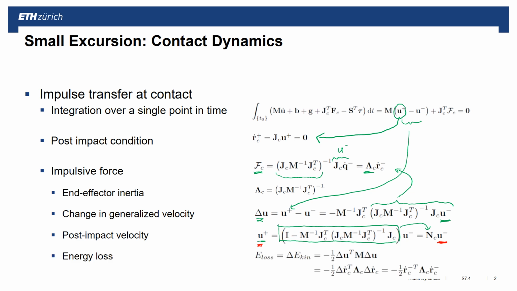And I can also look at the energy loss that is happening in here, which is essentially only a kinetic loss. I don't have potential losses because I'm looking at one instant in time. The only thing that changes is the velocity. So I have the velocity coming from the delta in u, and if I calculate this in here, I again just have this lambda that I'm seeing there. So it's the inertia times the pre-impact velocity squared at the point of contact.